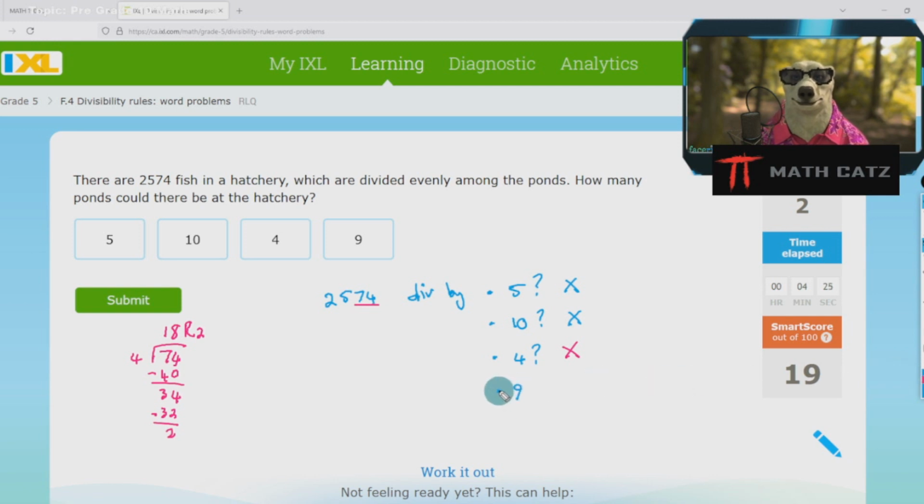Divisible by 9. Well, the others were all wrong, so hopefully this one is right. Otherwise, what do I click? Maybe nothing. Maybe nothing, right? 9 requires that I check the sum of the digits: 2 plus 5 plus 7 plus 4, which is 2 plus 5 is 7, plus another 7 is 14, plus a 4 is 18. And yes, 18 is divisible by 9. So that was the only one.